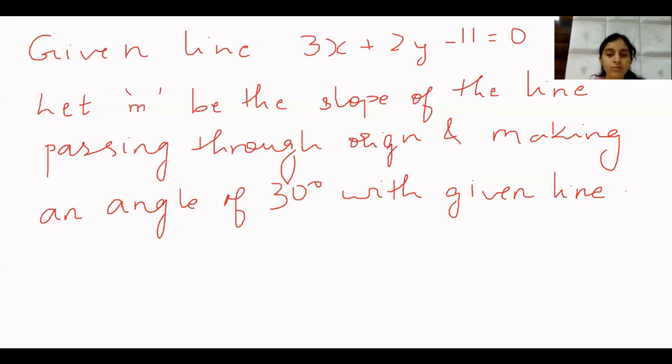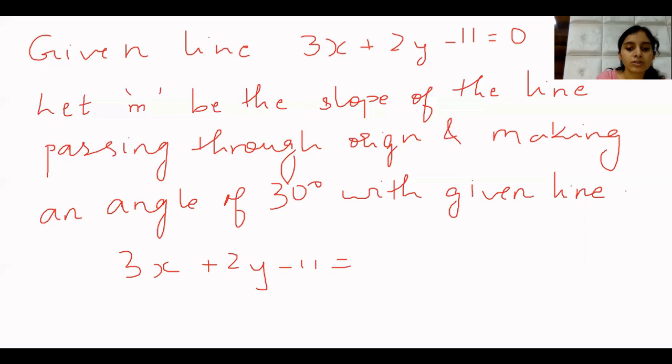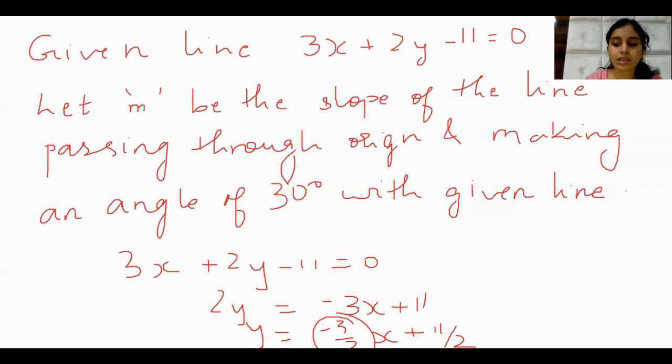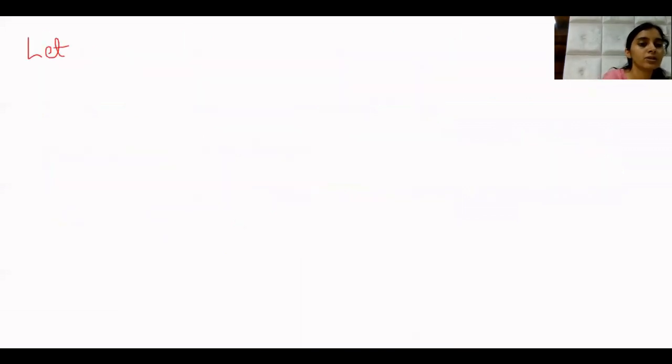Okay, so how will this help us? Now first we'll find out the slope of the given line. How can we do that? We already have the equation of the line, so let's use the equation. 3x plus 2y minus 11 equal to 0. So we have 2y is equal to minus 3x plus 11. y is equal to minus 3 upon 2 x plus 11 upon 2. So minus 3 upon 2 is the slope of this line. Okay, so let m1 equal to minus 3 upon 2, the slope of the given line.